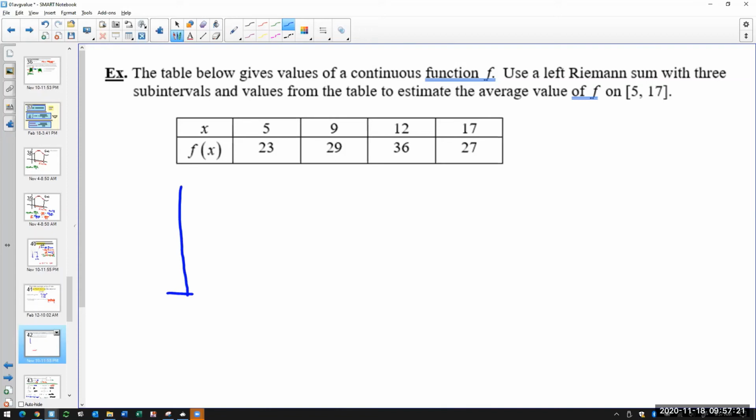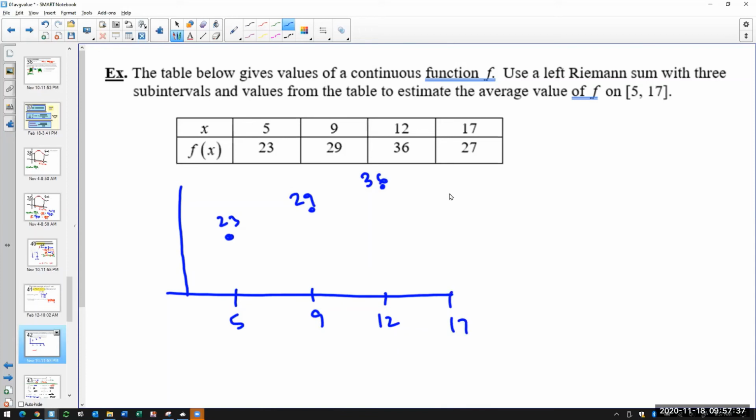Now, how would I do a Riemann sum? I need 3 subintervals. Well, guess what? 5, 23, 9, 29. I'm just going to plot these numbers. 12, 36, and 17, 27. Again, it doesn't have to be to scale. It's nice if it's relatively correct. Even if you did it wrong, it wouldn't matter.